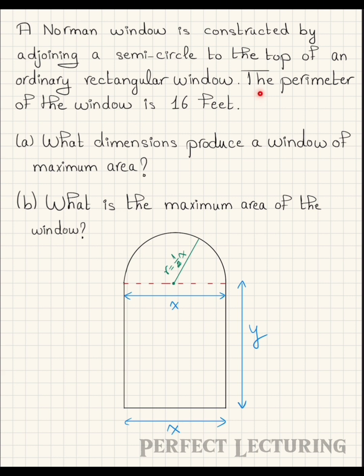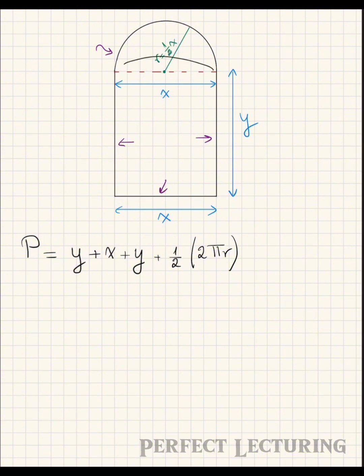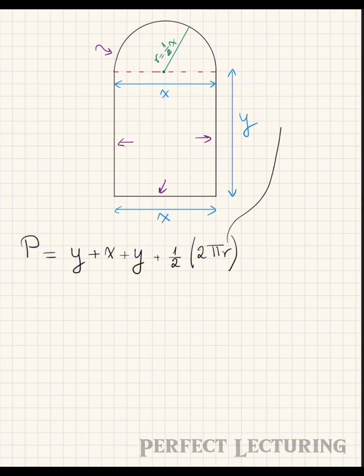We are given that the perimeter of the window is 16 feet. Let us express the perimeter of the window in terms of x and y. So the perimeter of the rectangle is the following. The sum of this side, that is y, plus this side, that is x, plus this side, that is another y, as well as the perimeter of the semicircle, which is half into 2 pi r. Of course, we're not going to count this side, but we have already found r in terms of x, which means we can replace r by half x. So the perimeter becomes P equals 2y plus x plus half times pi times x. And we are given that it's equal to 16.